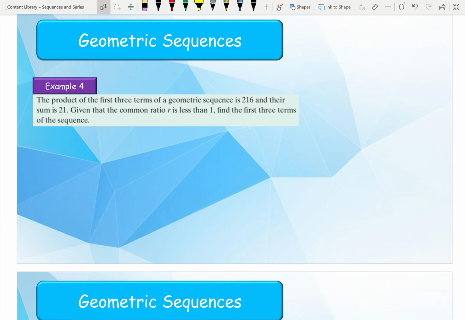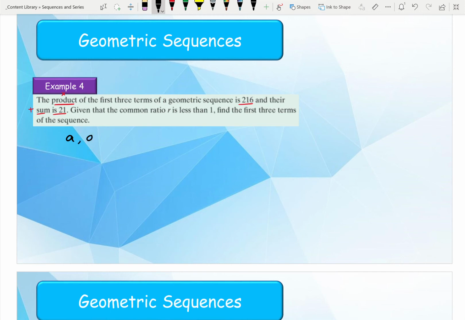For geometric sequences, the next one has a bit of a trick. It says the product, and we know that the word product means to multiply, of the first 3 terms of a geometric series are 216, and their sum, which I know means to add, is 21. Well, we know guys that in a geometric series a is my first term, but if I was to use the next 2 terms, it would be a r, because it's times by r, and a r squared, which when I'm going down to do product, I know is going to get a little bit difficult.